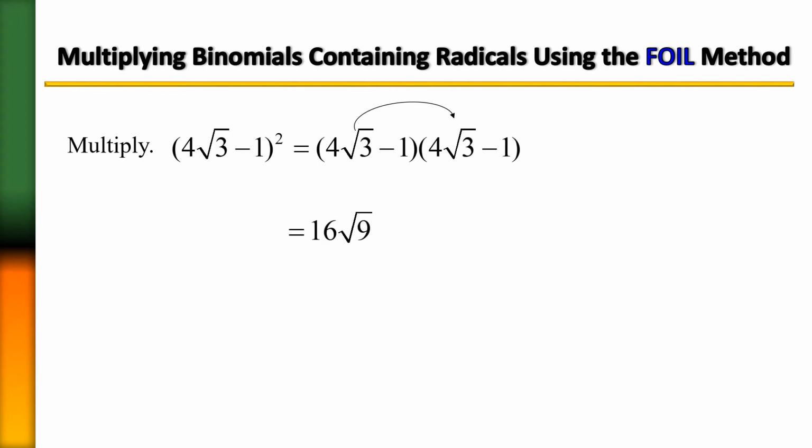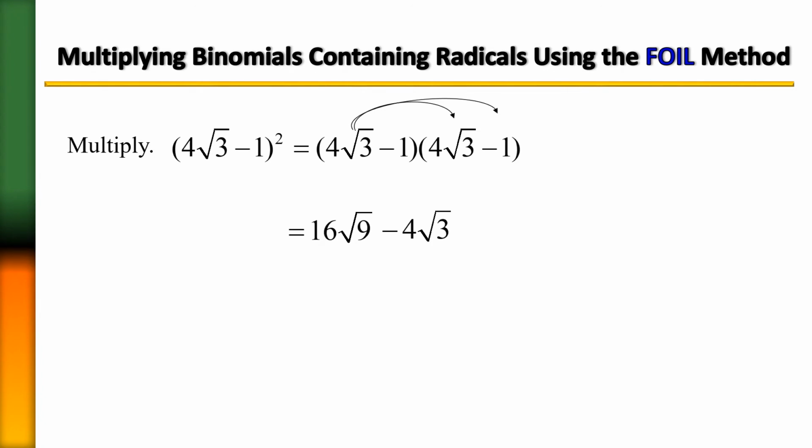Next, our outer terms. So we have 4 square root of 3 times negative 1. Anytime you have an integer by itself, such as this negative 1, you have to multiply it with the outside numbers, never with the radicand. So 4 times negative 1, what I'm going to have on the outside is negative 4 and then radical 3.